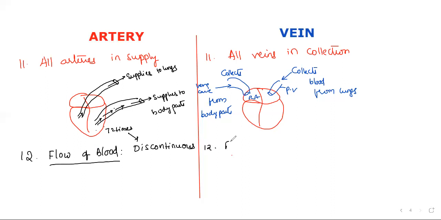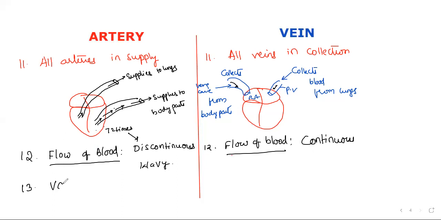Then vein, flow of blood. Because it is coming from the body parts, blood flow is continuous, not related to the heart. So here we can say wavy, wave-like, in artery, and here continuous.